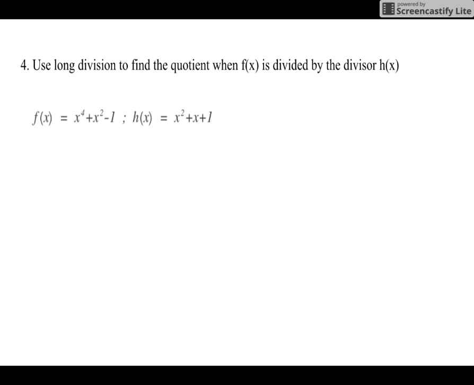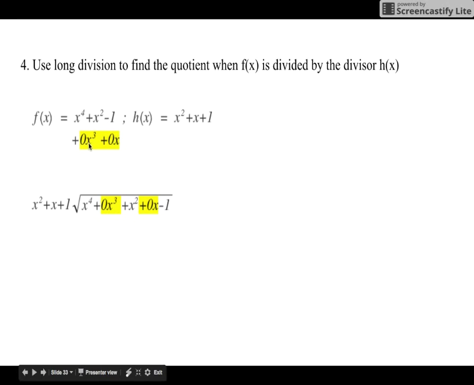Number 4, again, use long division to find the quotient when f of x is divided by the divisor h of x. So we have here that f of x equals x to the fourth plus x squared minus 1, and our h of x is x squared plus x plus 1. So we're going to start out by writing our equation.